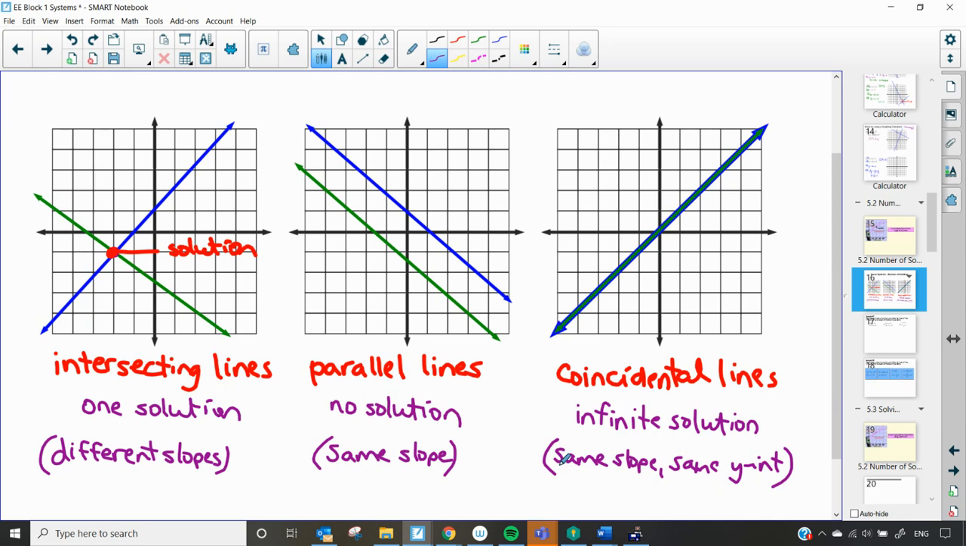Now, if you're being asked to determine how many solutions there are or what types of solutions there are, you don't have to solve the entire equation. You can determine if it's intersecting, parallel, or coincidental just by looking for those key features. Different slopes, and then same slope and same y-intercept.